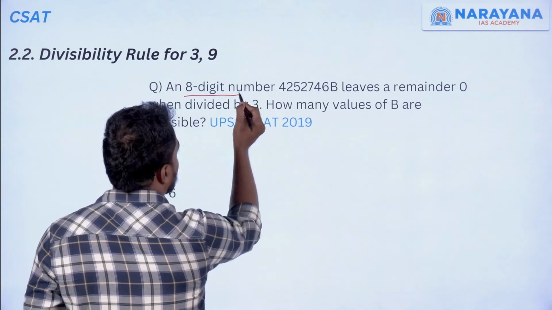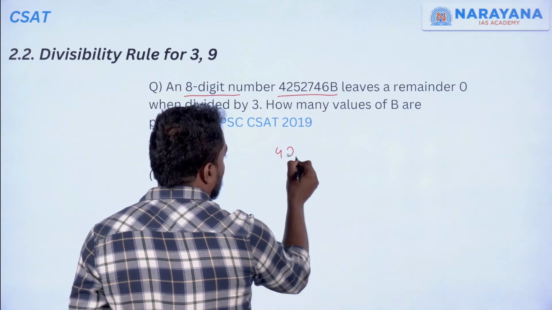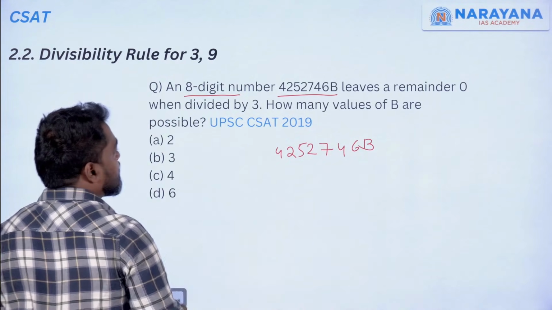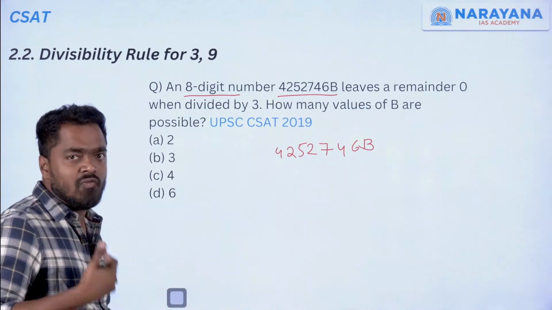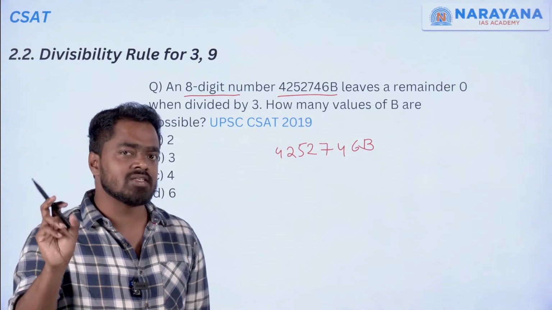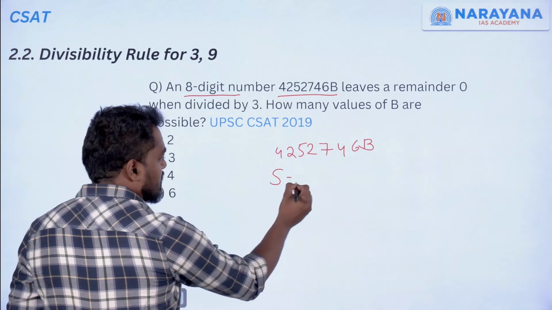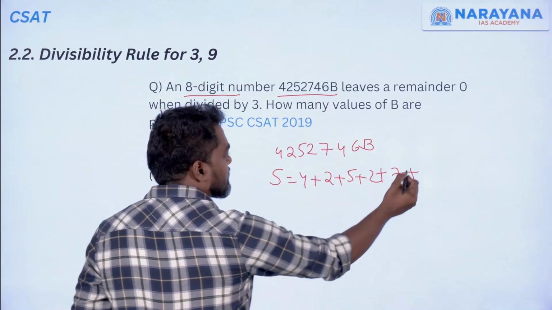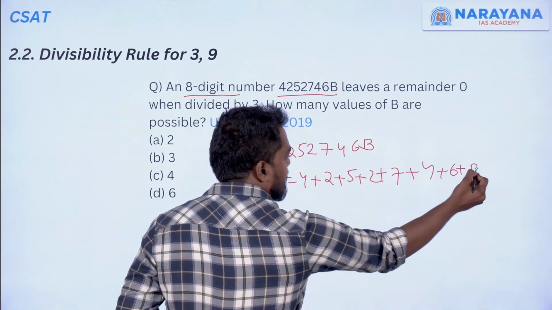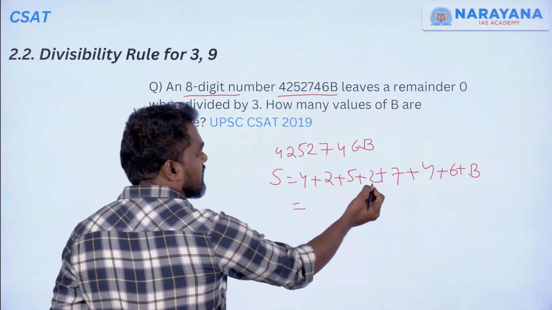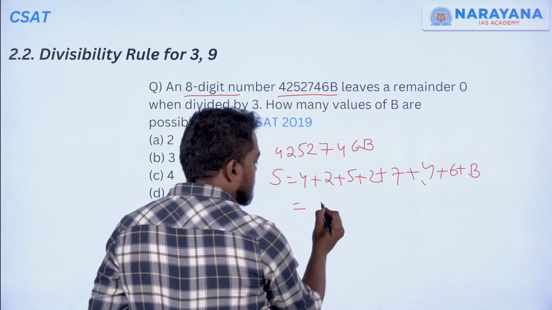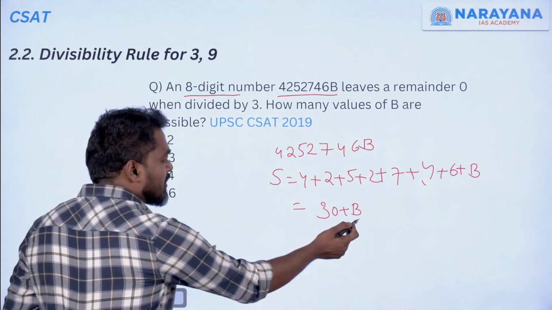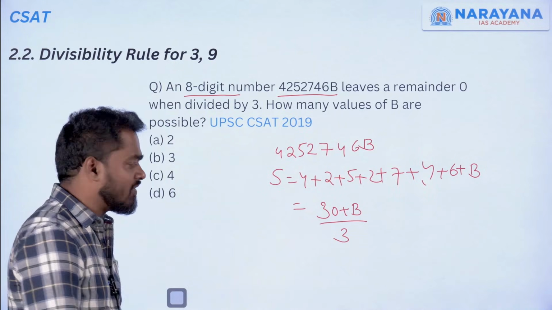So there is an 8-digit number 4252746b. This number is divisible by 3. So it is divisible by 3 when the sum of all the digits is divisible by 3. So what is the sum? That is 4 plus 2 plus 5 plus 2 plus 7 plus 4 plus 6 plus b: 4, 6, 11, 13, 20, 24, 30. So the sum is 30 plus b. Now this sum should be divisible by 3. Now what are all the possible values?